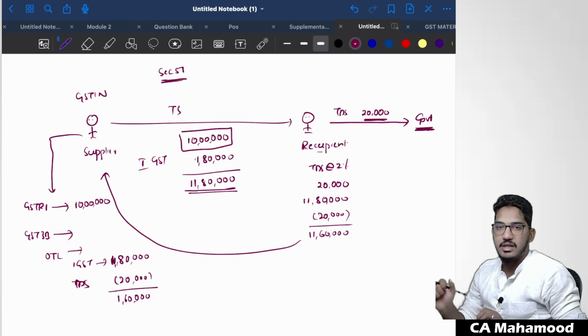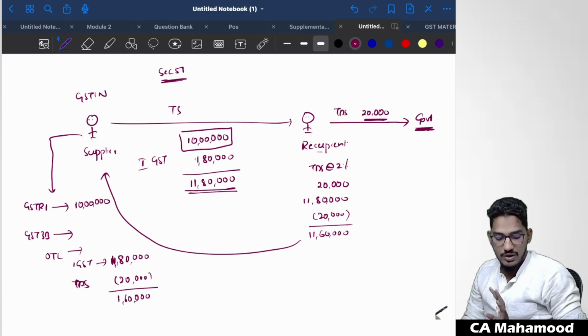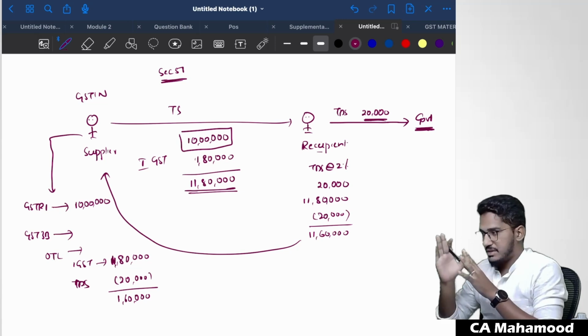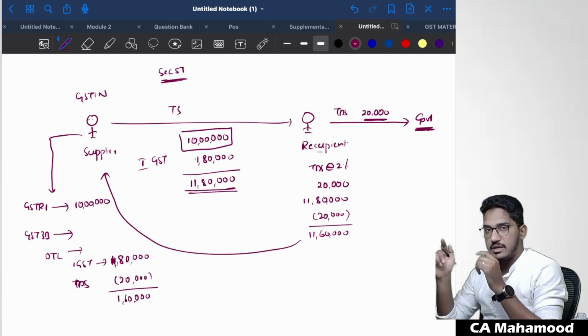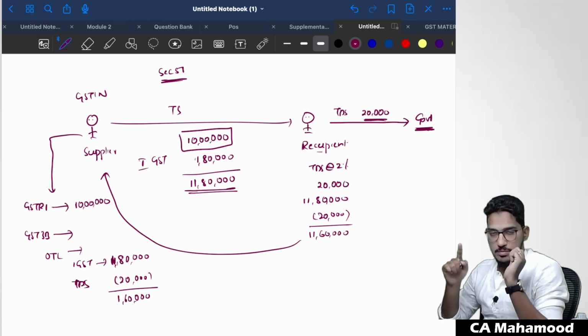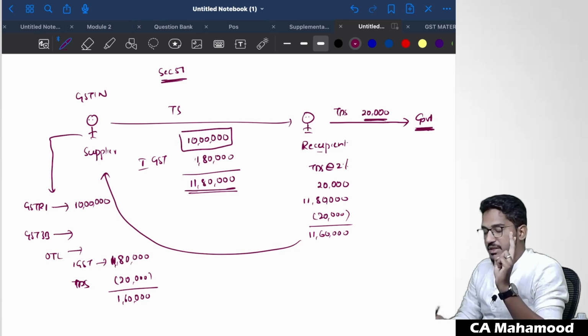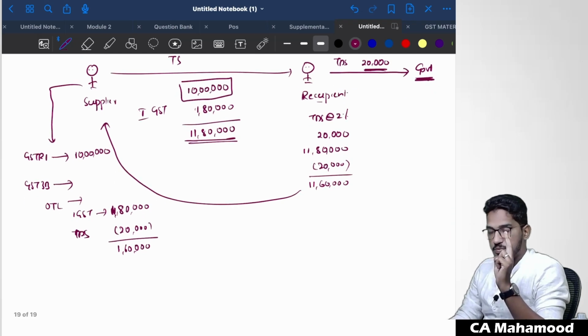This is the entire TDS mechanism. Able to understand? Very simple, guys. The supplier will make supply of goods, and generally the recipient has to pay the entire amount of consideration to the supplier. But in some special cases, the recipient will not pay the full amount. 2% TDS will be deducted. If it is IGST, IGST at the rate of 2% will be deducted.